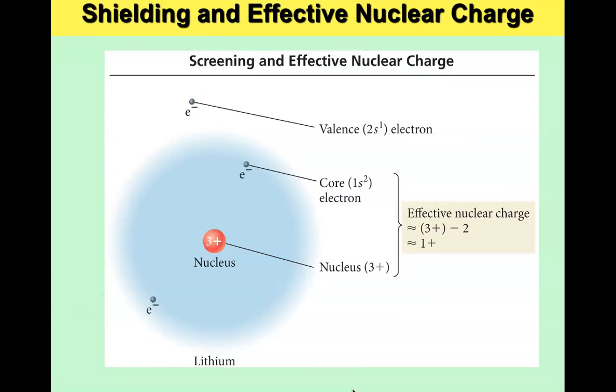So again, showing the left image as last time, just giving us our calculation. We have a net +3. We have 2 core electrons. Therefore, it's a +1 charge.